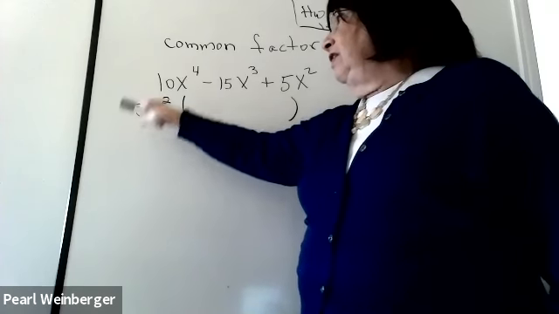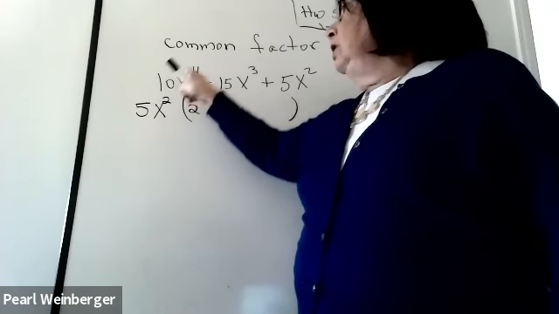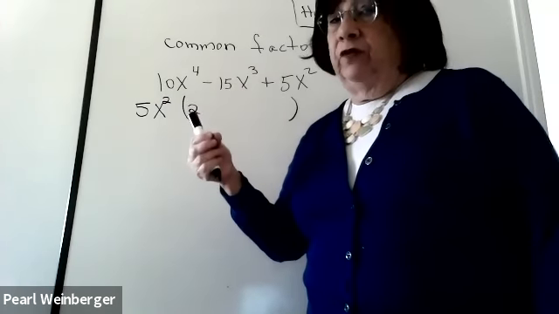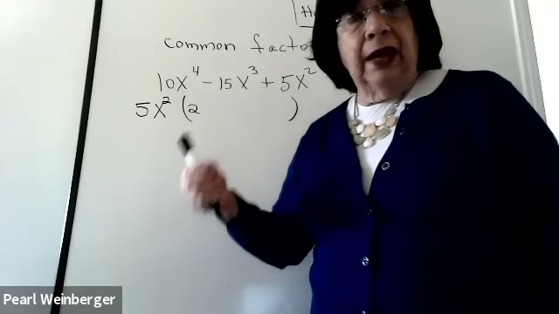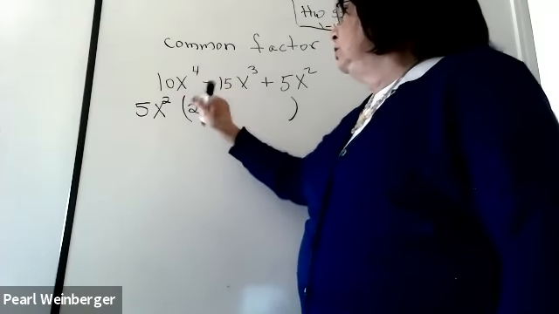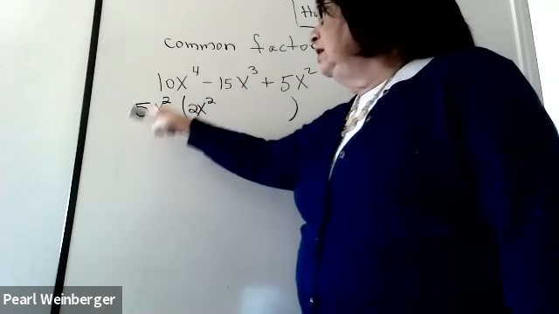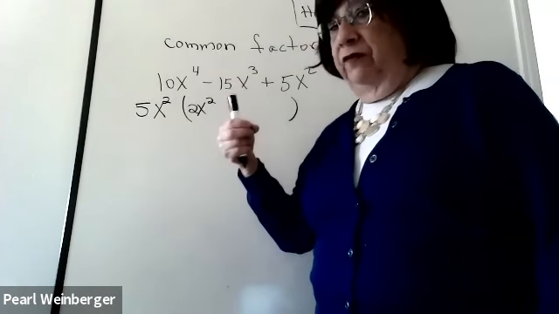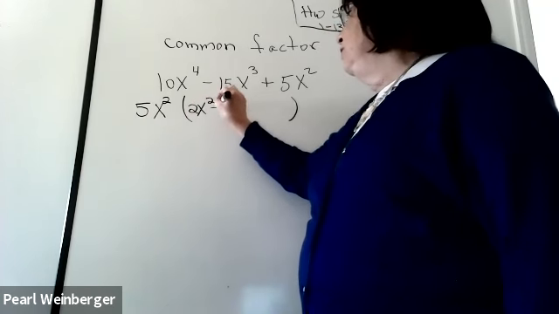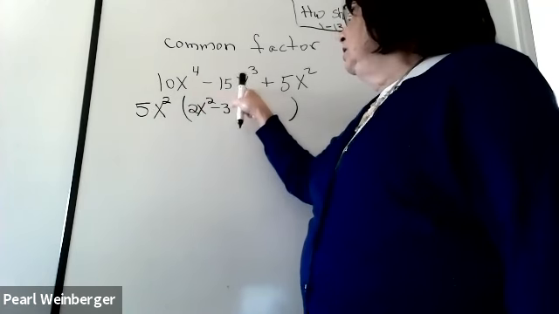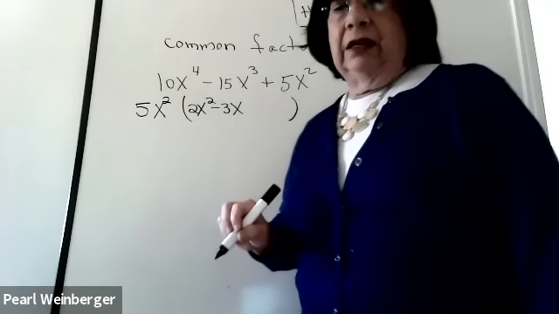So we divide the 5 into the 10. That gives me 2. The x squared into the x fourth. Remembering when you're dividing the variables, what you do is you subtract the exponents. 4 minus 2 is 2. So the first term becomes 2x squared. Then we divide it into the second one. Again, reverse of distributive. 5 into negative 15 is negative 3. x squared into x cubed. Well, 3 minus 2 is 1. It's x to the 1, which is just x.